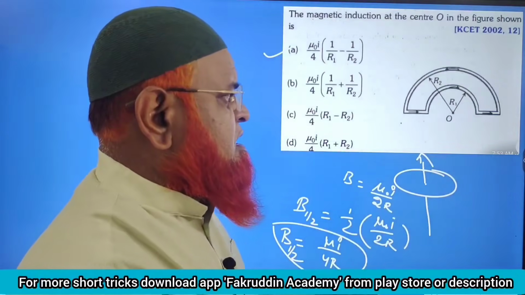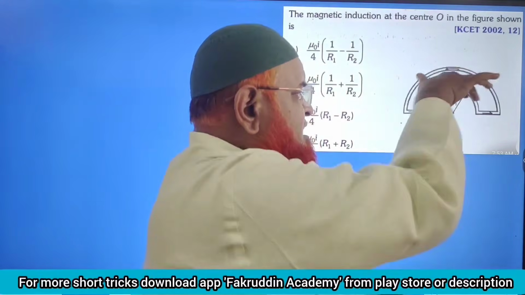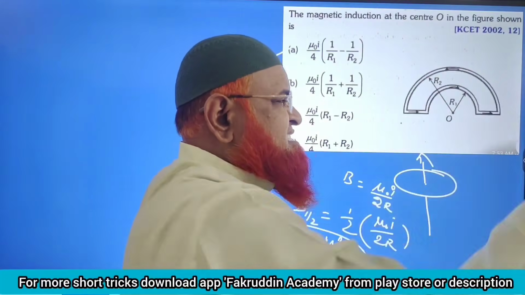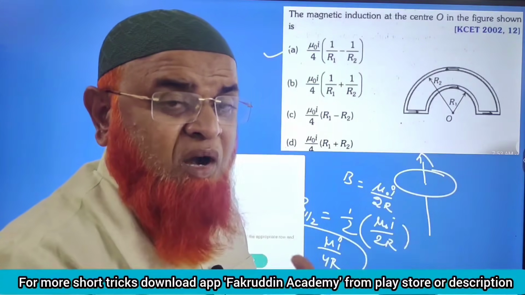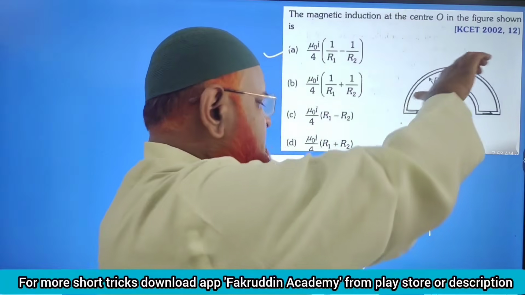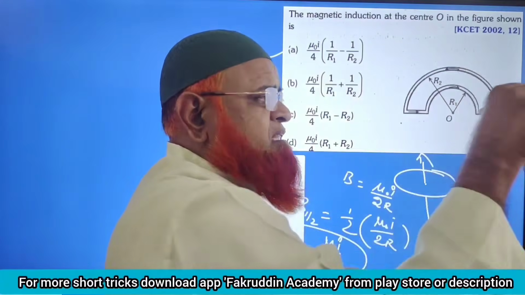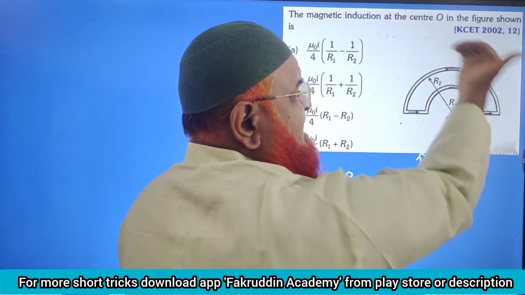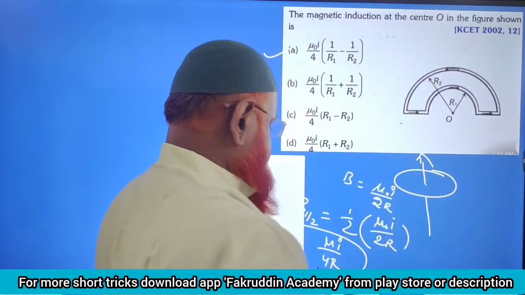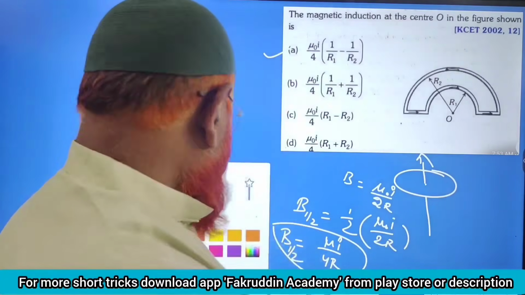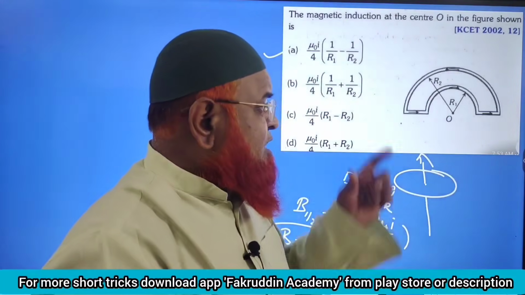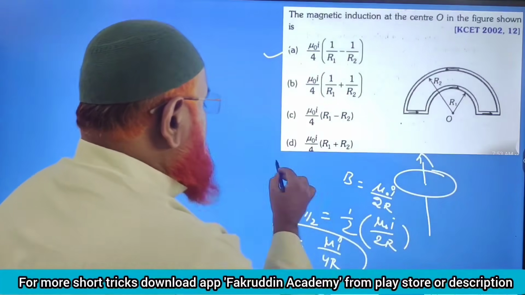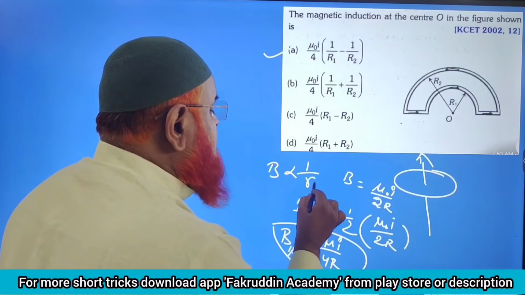Here, if you observe, in the one smaller circle, the current is moving in this direction. So if you keep four fingers like this, the thumb is going to be inside. This is called Ampere's right hand thumb rule. Four fingers according to the wire, thumb is inside, and in the larger circle the current is moving in the anti-clockwise direction, so the thumb is outside. Now, whose magnetic induction is larger, the smaller one or the larger one? By this formula it is understood that B is inversely proportional to R.